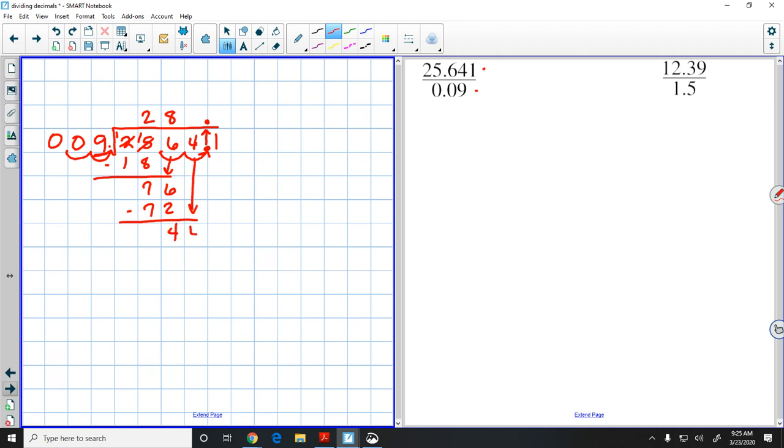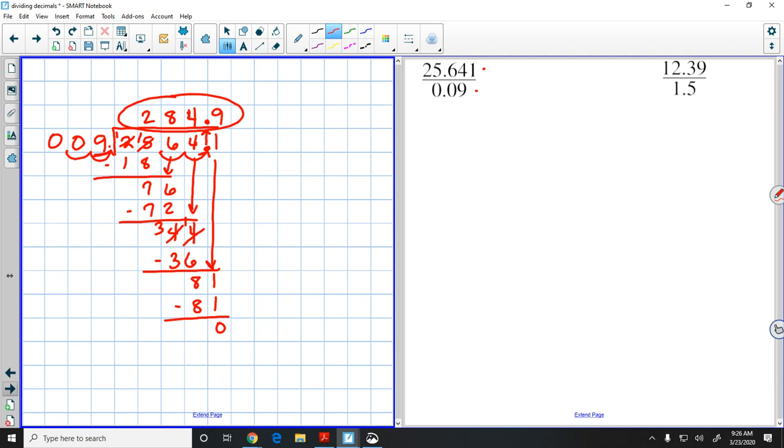Bring down my 4. Now, we know that 9 times 5 is 45, but can we use that? Because it's going to be too big. So we have to do 9 times 4, which is 36. We're going to have to regroup again. All right. 14 minus 6 is going to give me 8, which is smaller than 9, so it works. Bring down that 1. 9 times 9 is 81. Subtract. I get 0 as my remainder. There's nothing left. So my final answer is 284 and 9/10.